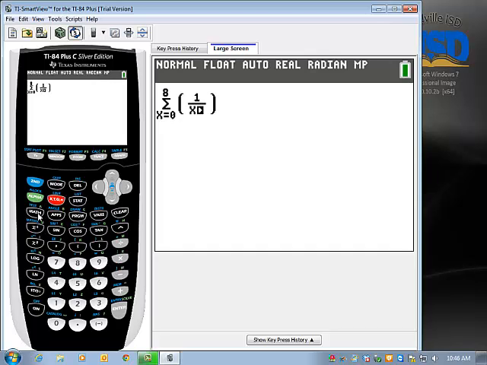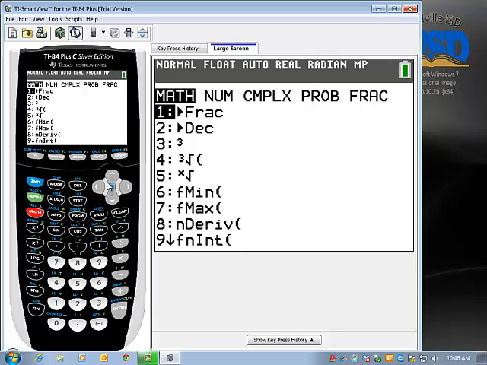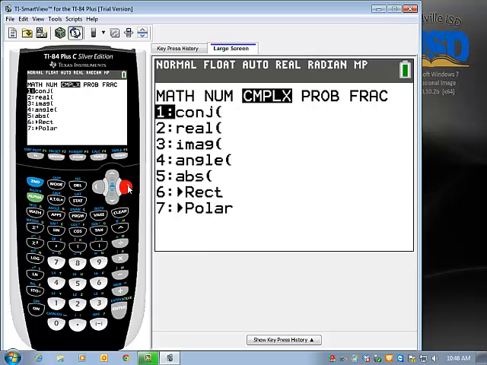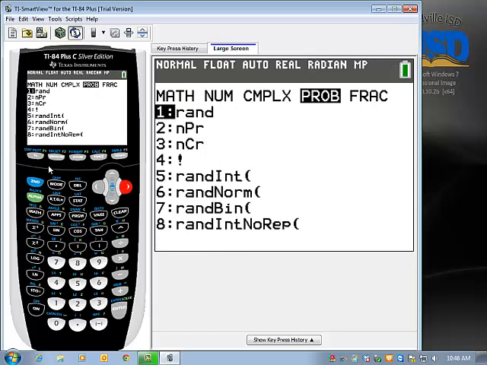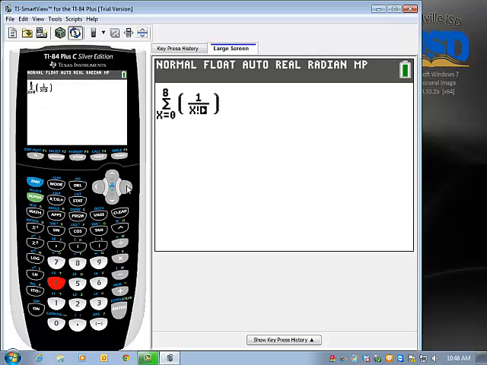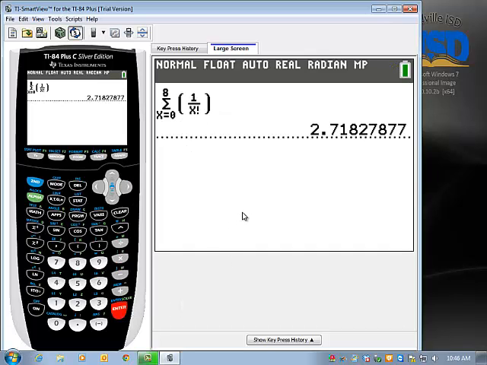And then to get factorial, you're going to hit math, go over to probability, and you should see the factorial exclamation mark, number 4. And it pops it in there for you. Then you hit enter, and there's your solution. We are going to round to the nearest tenth as always. So our answer is 2.7.